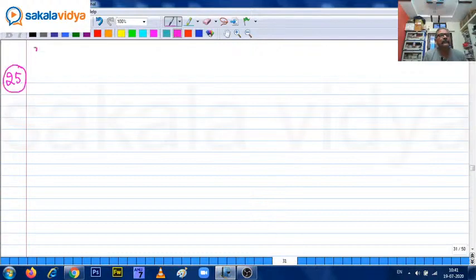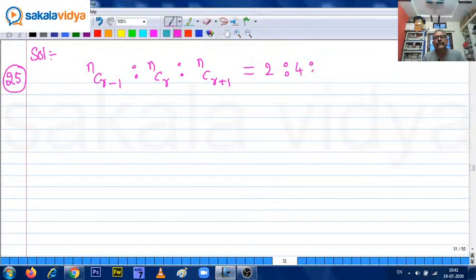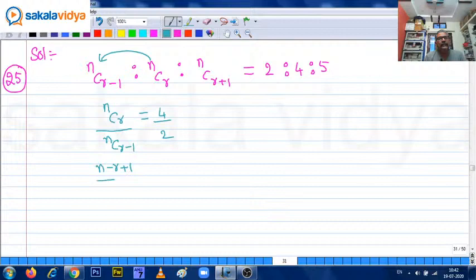Twenty-fifth solution. Here given nCr minus 1 : nCr : nCr plus 1 equals 2 : 4 : 5. Here, first write down the ratio between these two. That is, nCr upon nCr minus 1 can be written as 4 upon 2. This we can write as (n minus r plus 1) by r equals 2. Cross multiplication gives n minus r plus 1 equals 2r. Now n minus 3r equals minus 1. Say equation 1. We get an equation in n and r.